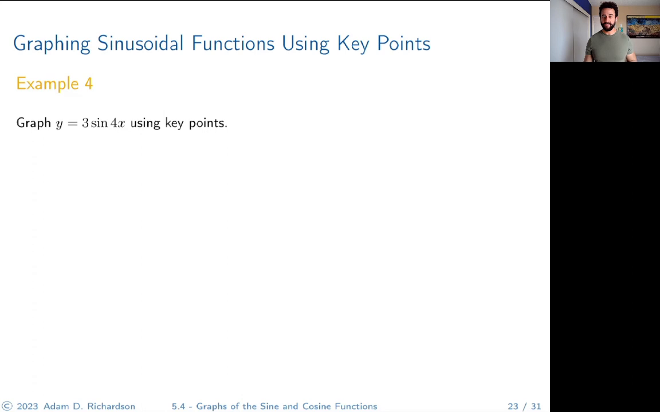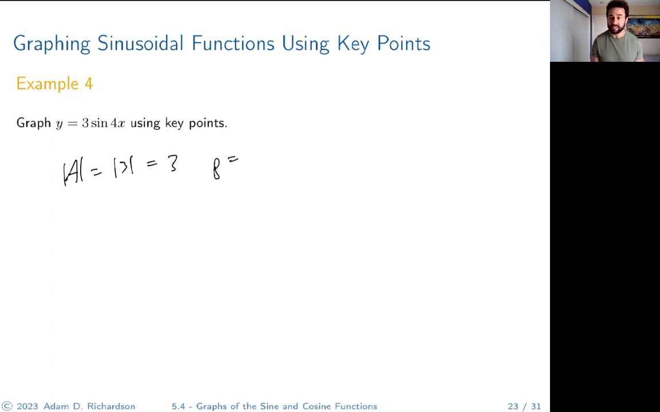Okay, now let's do it together. The first thing we need to do is find the amplitude and the period. So I can see right away that the amplitude is going to be the absolute value of 3, which is 3.